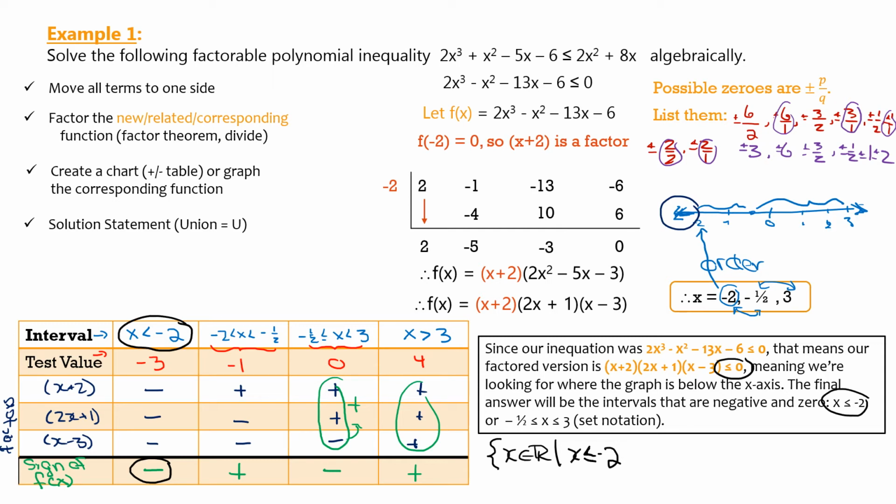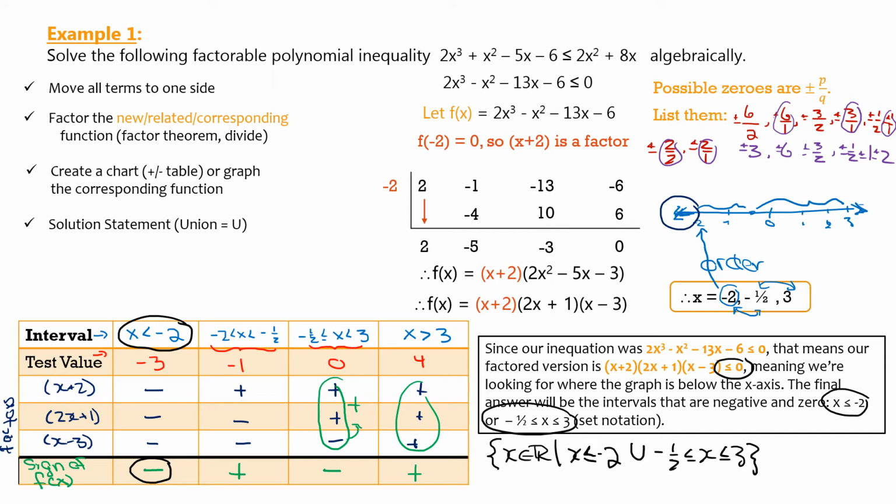Okay, so x is less than or equal to negative 2, union with this piece, negative 1/2 less than or equal to x, less than or equal to 3. So that's set notation, that's the answer in set notation. I'm going to show you the answer in interval notation as well.